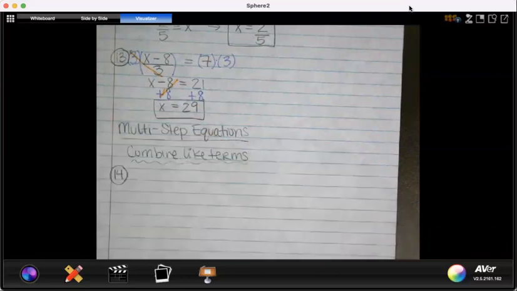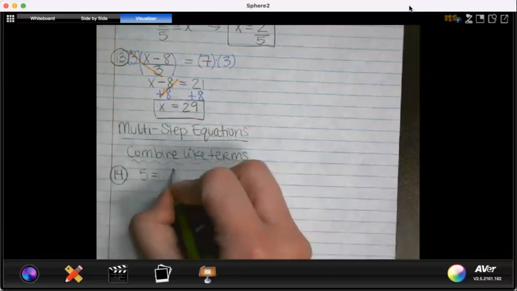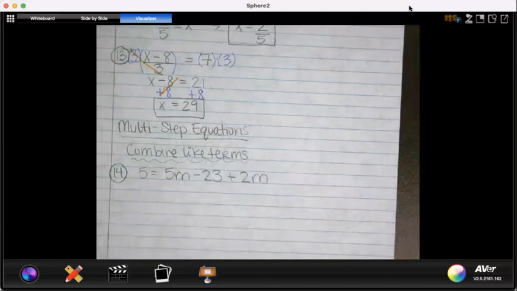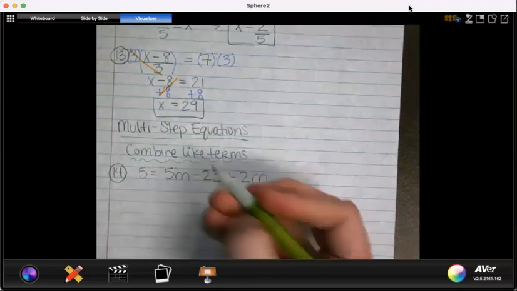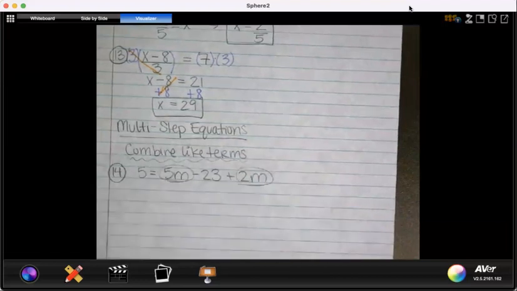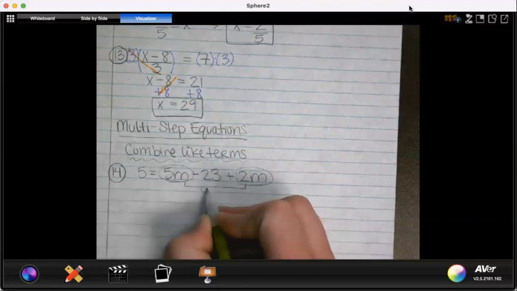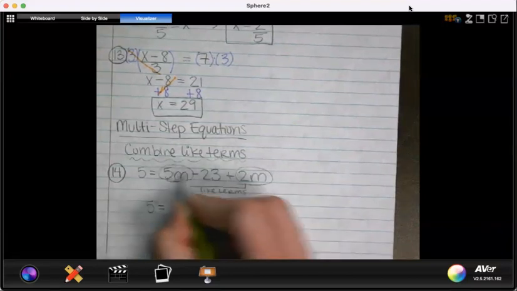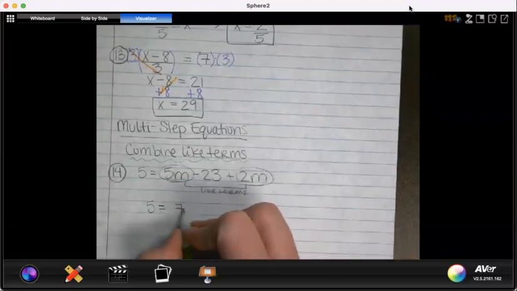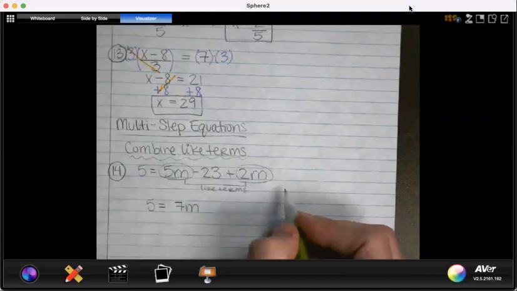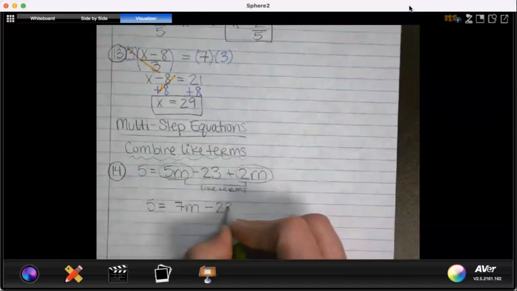So number 14, we have 5 equals 5m minus 23 plus 2m. Before I can simplify using my two-step process, I need to combine like terms. Looking at this, we have two different terms with a variable of m, meaning I can combine them. These are like terms. So 5m plus 2m equals 7m. I apologize, I can't remember what I just said.